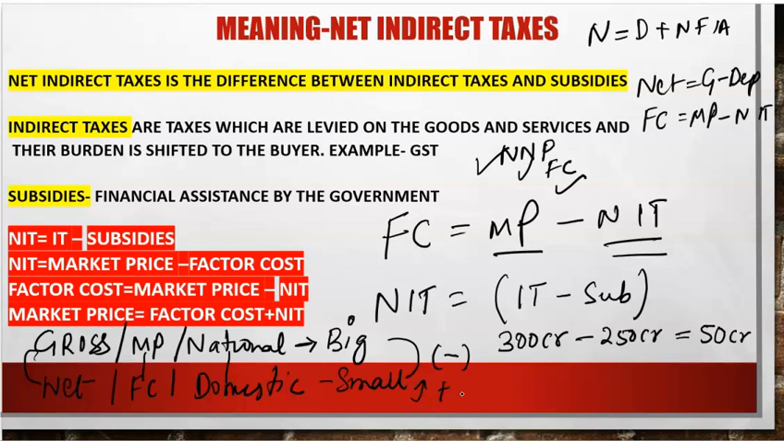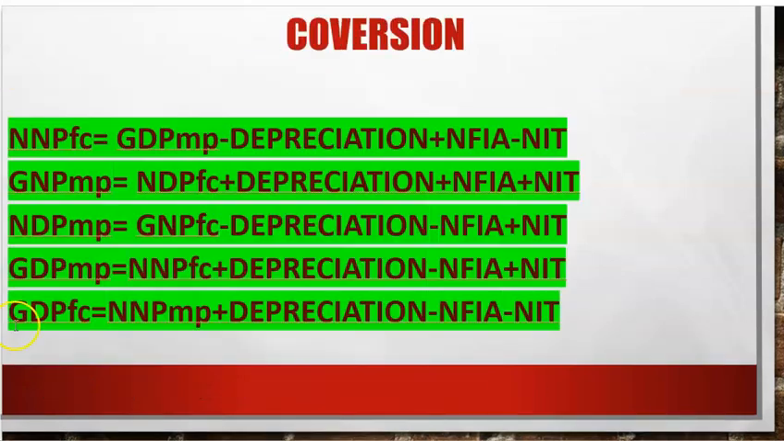Reverse करते हैं. Net to gross plus depreciation, factor cost to market price plus NIT, and domestic to national is plus NFIA. So we'll do some questions and then understand how to convert. So here we need to convert GDP MP to NNPFC.